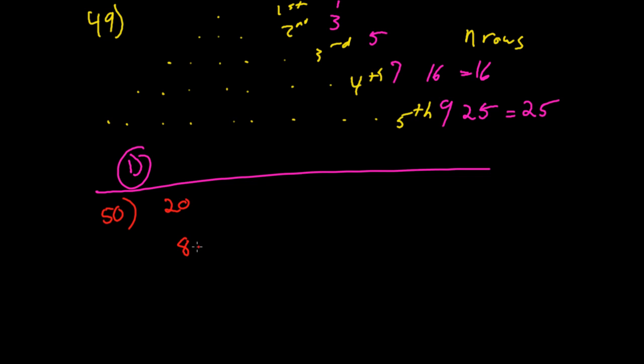8 play guitar, and 9 play the piano. And it wants to know what is the minimum number of students in this class who play both the guitar and the piano.